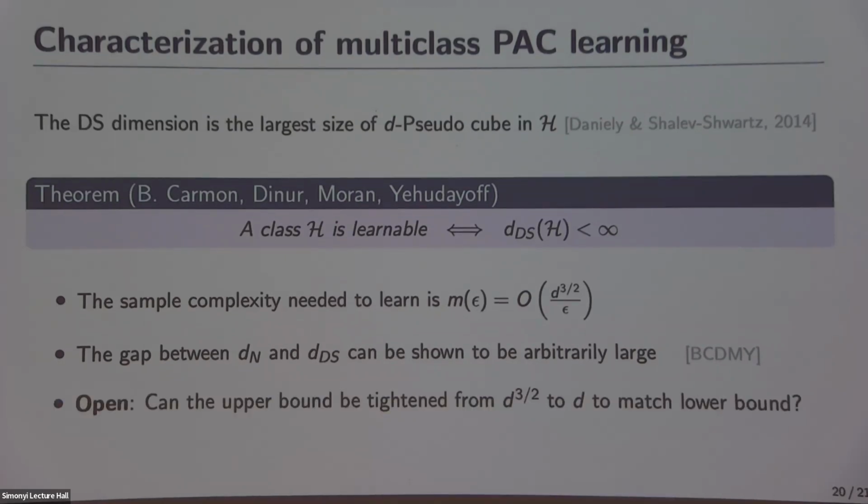And one last thing, an open question is whether we can improve the bound from d to the 3/2 to d so that it would match the lower bound. This is a nice thing we would want in learning theory, but it also hides this interesting combinatorial question relating to pseudo-cubes and graphs that I'm happy to talk about offline. That's it.